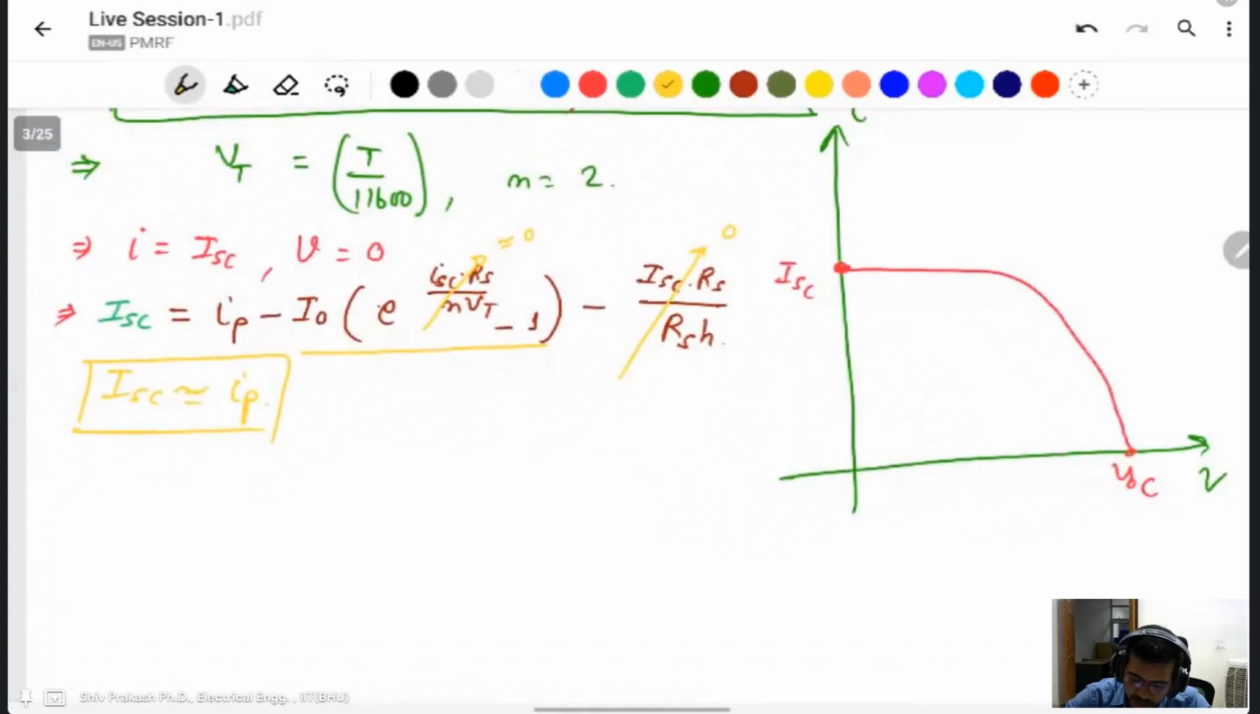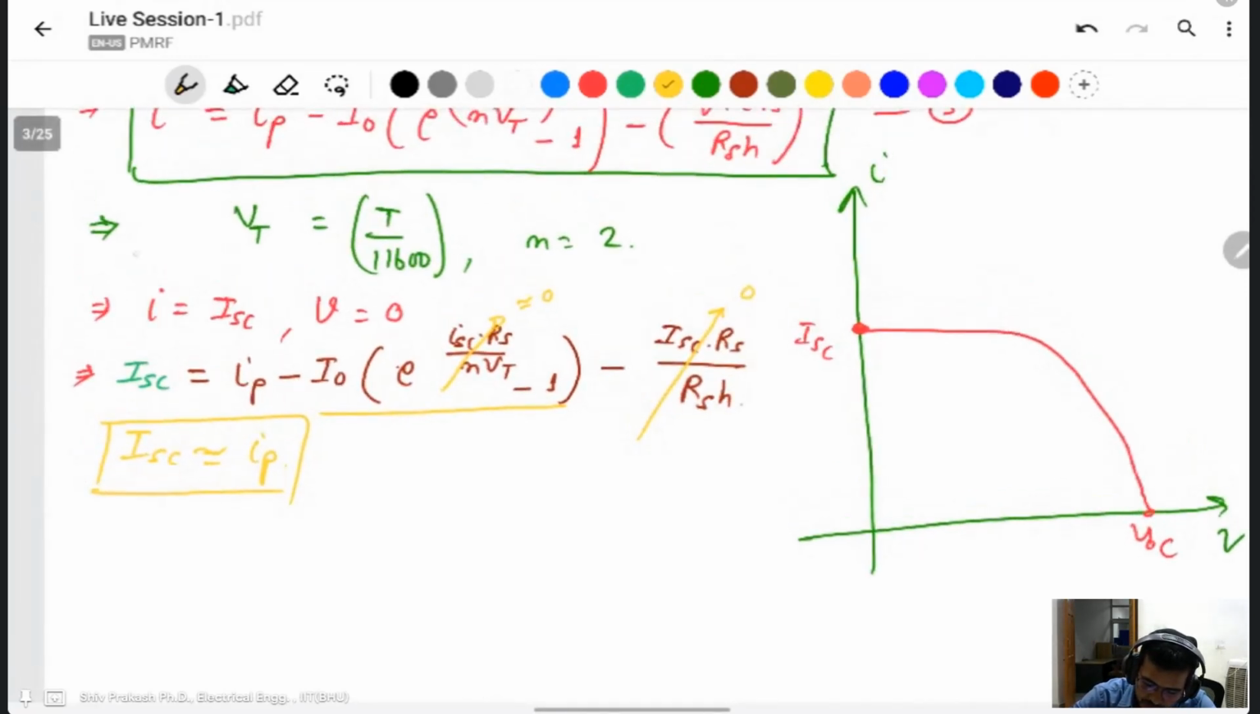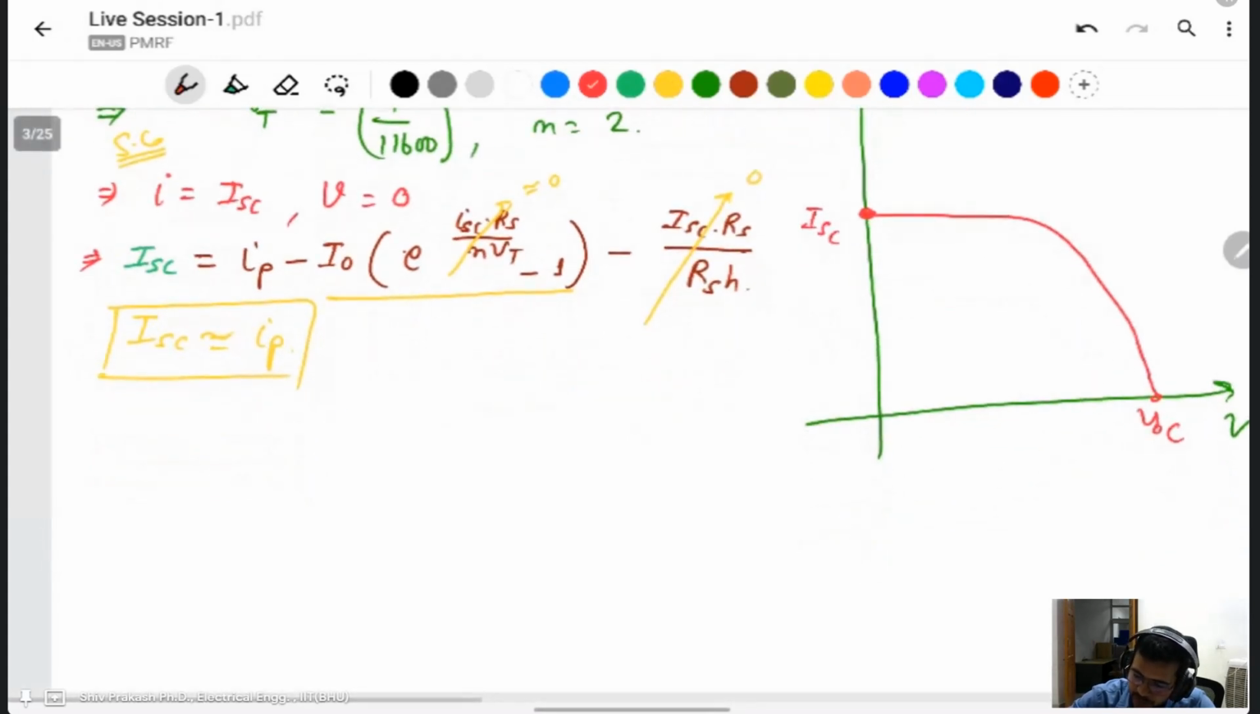Then you can find that ISC is directly proportional to the photovoltaic current. This is for the short circuit. This is the short circuit characteristic, where we find the short circuit current. If you want to find the open circuit voltage, take the terminal open.